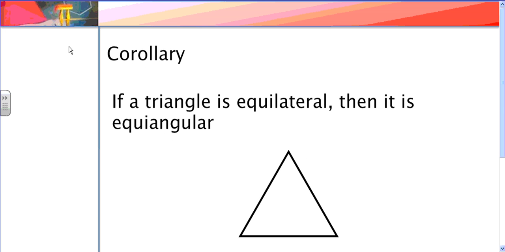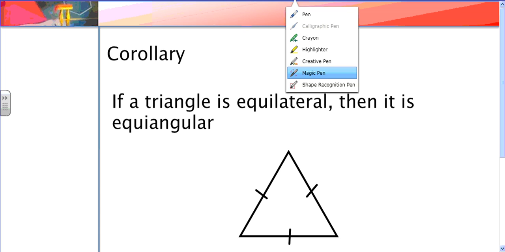All right, one final thing to talk about, and that is this corollary. Remember, a corollary is something that follows from a theorem. It's something that's directly concluded based off a theorem that we've talked about. So in this case, the theorem was that the base angles of an isosceles triangle are congruent. So a conclusion that I can make from that is that if my triangle is equilateral, then it's also equiangular. In other words, if all 3 sides of my triangle are congruent, then of course all 3 angles of my triangle have to be congruent as well.